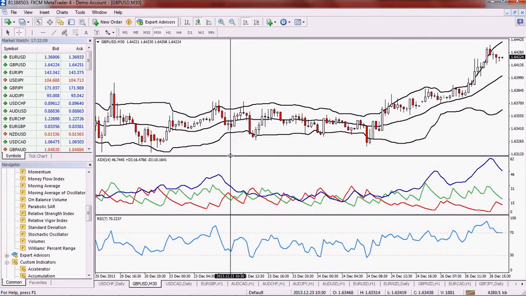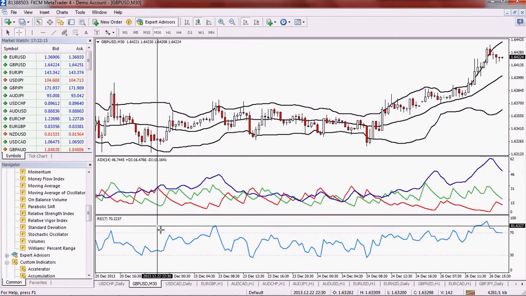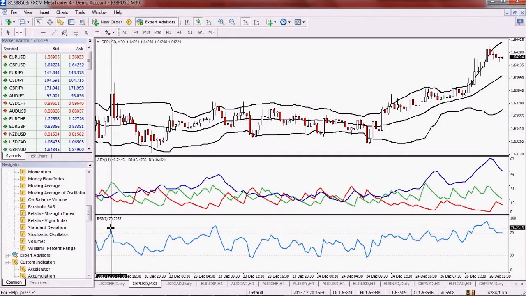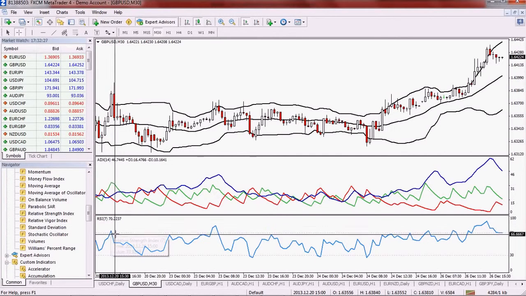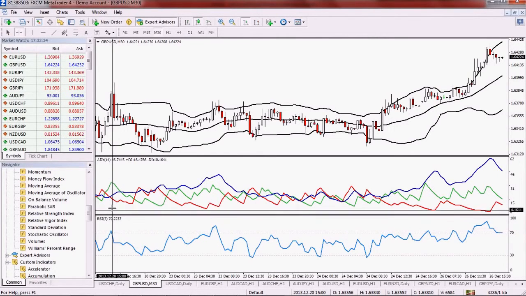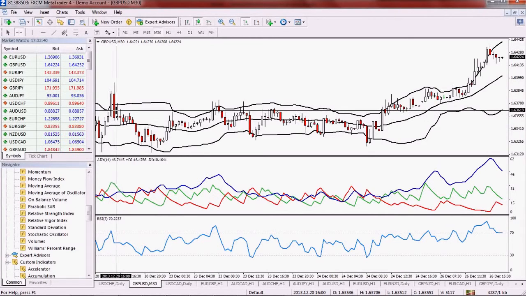And for a short entry, the rule is, first thing, you have to observe the RSI. On the RSI indicator, it should cross the 70 level from above. So if you see this one, it is crossing the 70 level from above, and the actual ADX line should be below 32. If you see at this point, it is below 32.